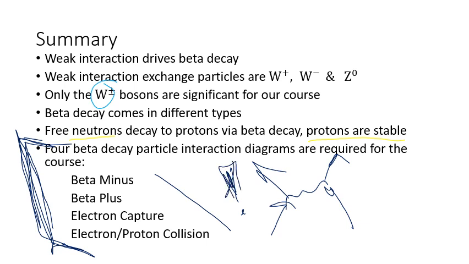So go back through the video, copy down the equations and what's going on for the various forms of beta decay, those 4 forms of beta decay, not the last 2. Not inverse beta decay and not neutrino capture, and make sure you can draw the diagrams for them.